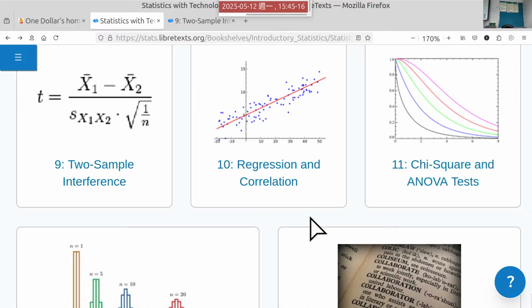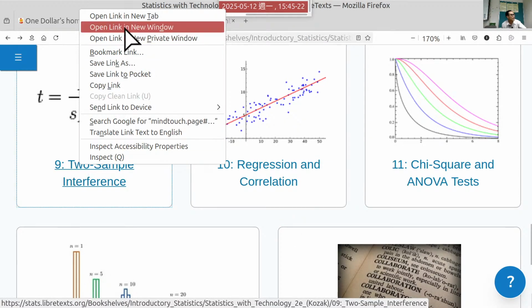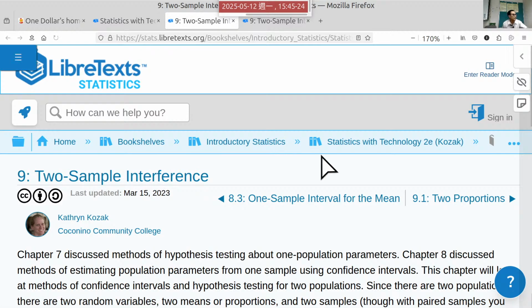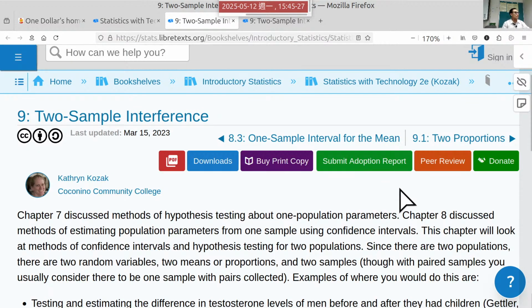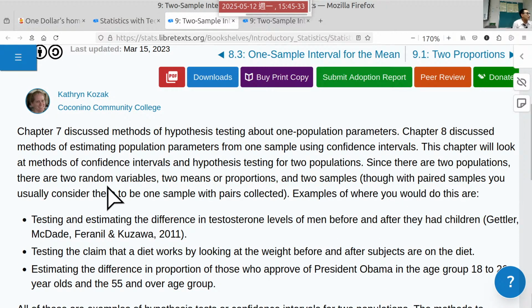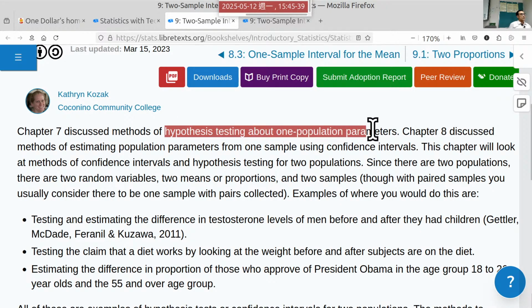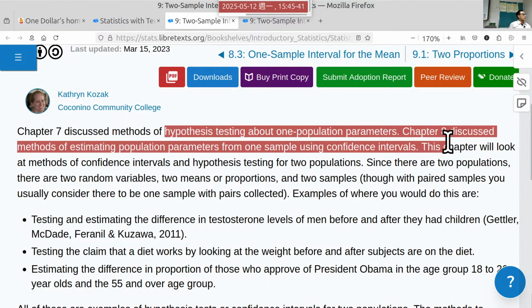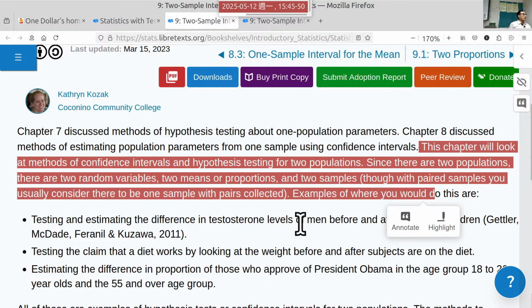Okay, let's move to chapter number 9. Chapter 7 discusses methods for hypothesis tests about one population parameter. Chapter 8 discusses methods for estimating population parameters from one sample using confidence intervals. This chapter will look at methods for confidence intervals and hypothesis tests for two populations.